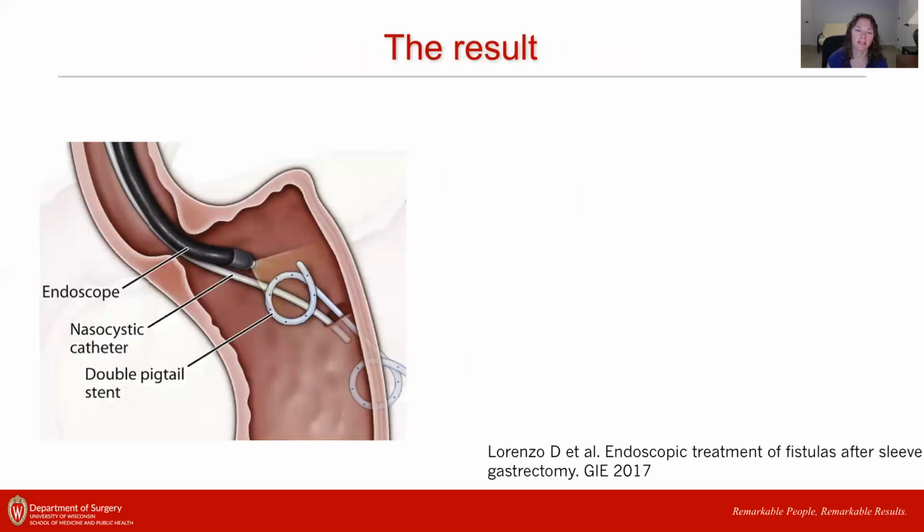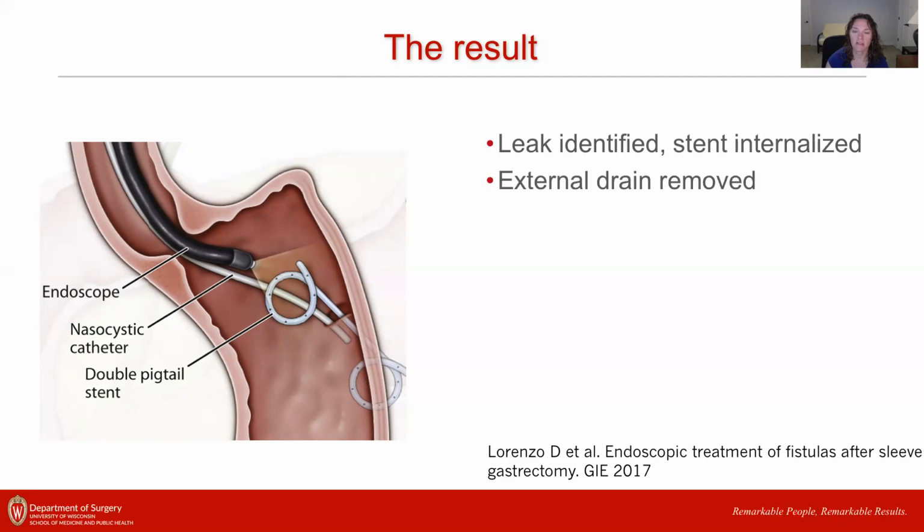So I went in endoscopically. I was able to find the leak by injecting methylene blue through the external drain. You could easily see blue in the lumen. It required some forceful injection, but it worked. Through that defect, I then placed a double pigtail stent, just like the picture shown here. So I essentially internalized her drainage. She had her external drain removed following placement of this double pigtail.